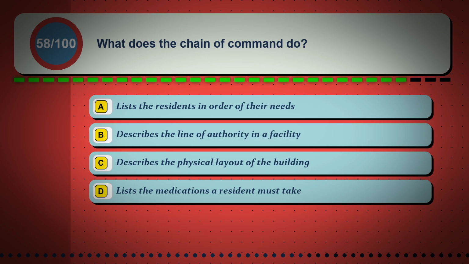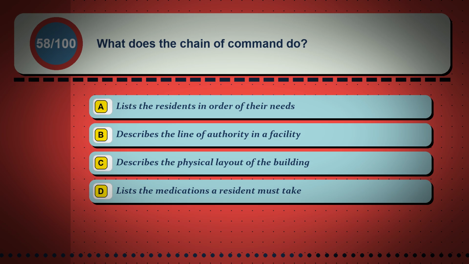Question 58. What does the chain of command do? Option A lists the residents in order of their needs. Option B describes the line of authority in a facility. Option C describes the physical layout of the building. Option D lists the medications a resident must take.